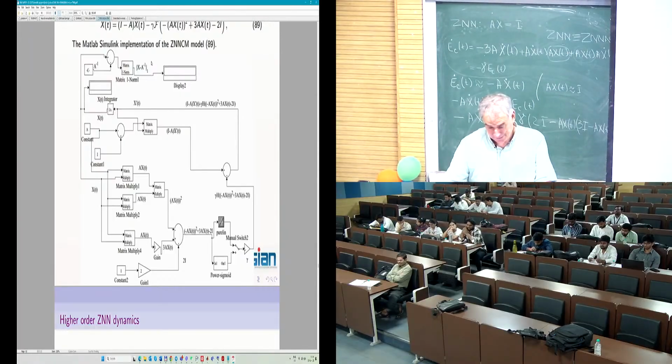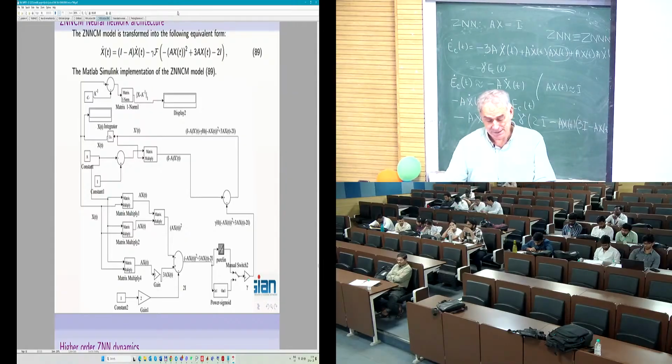Here is Simulink. Of course, it is relatively complicated because the right-hand side includes one more term.